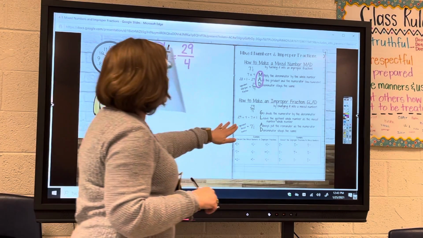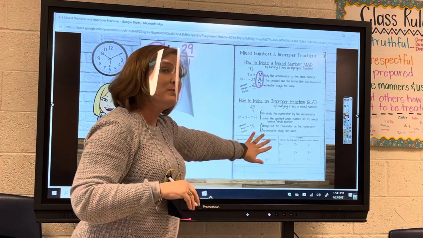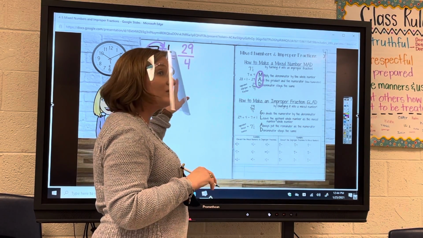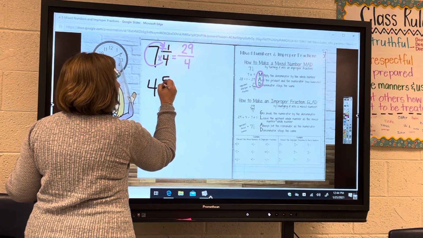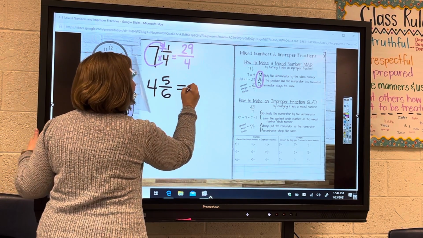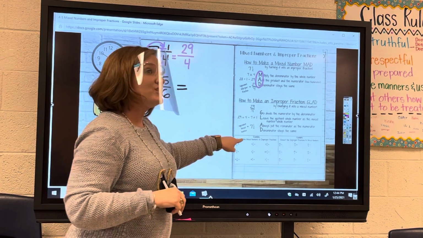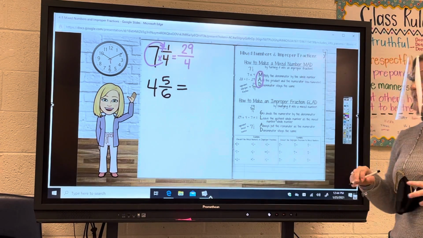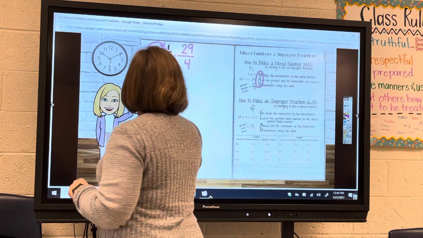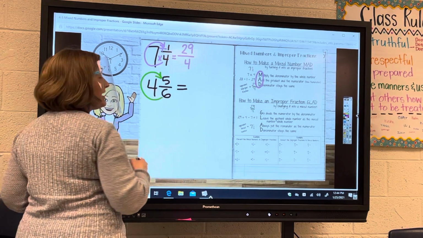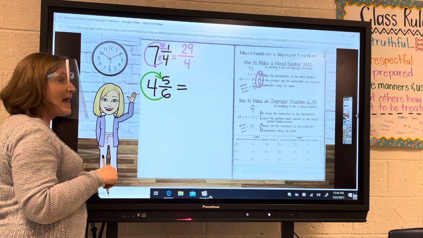So I've given you some examples down here at the bottom. And some of you may have room to work down here, but if not, use the left side of your journal. I'm going to write them up here just so they are easier to see, all right? So the first one is 4 and 5/6. Let's do this one together. We're going to do our C like this, and we're going to make our mixed number mad.